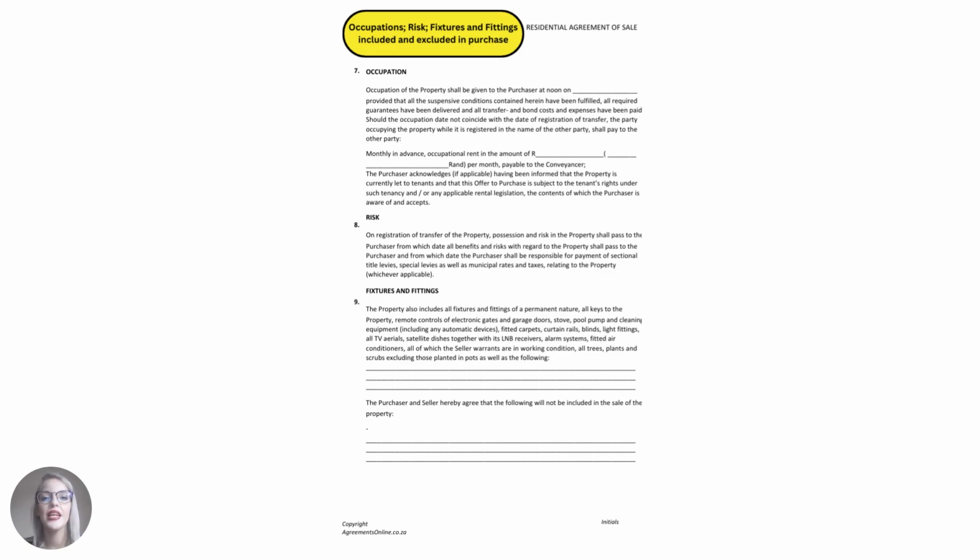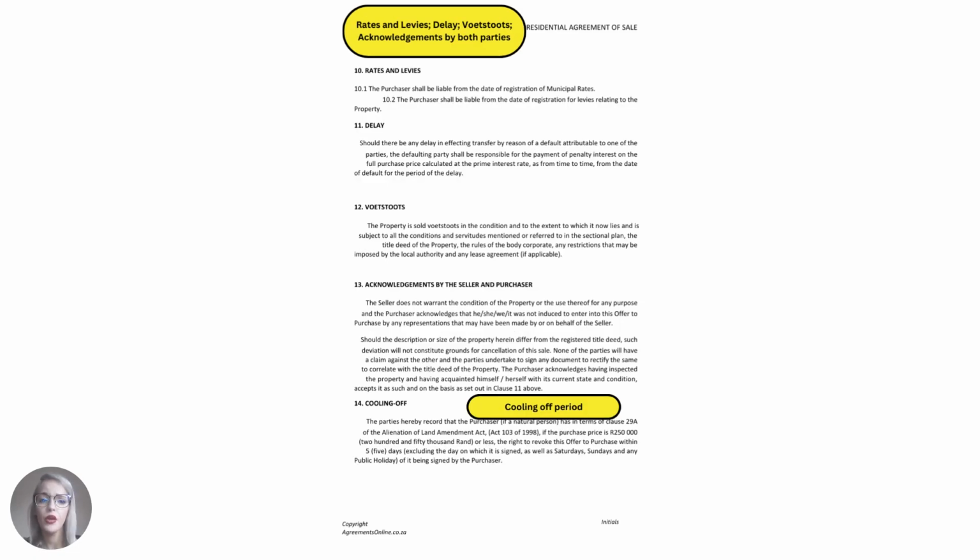The agreement then covers things such as occupation, risk, fittings and features that are included and excluded from the sale itself. And then also goes on to look at things such as rates and levies, as well as delay and voetstoots. Voetstoots just sets out that the buyer is buying the property in the condition that it currently stands. And then just some acknowledgements made by both the purchaser and seller under this agreement.